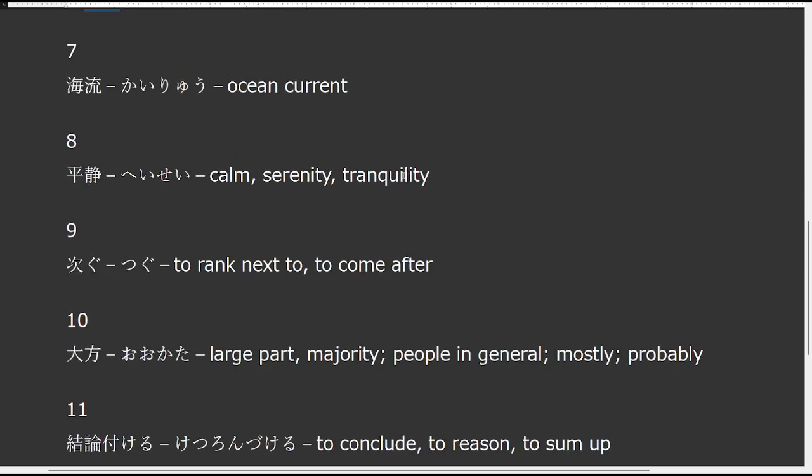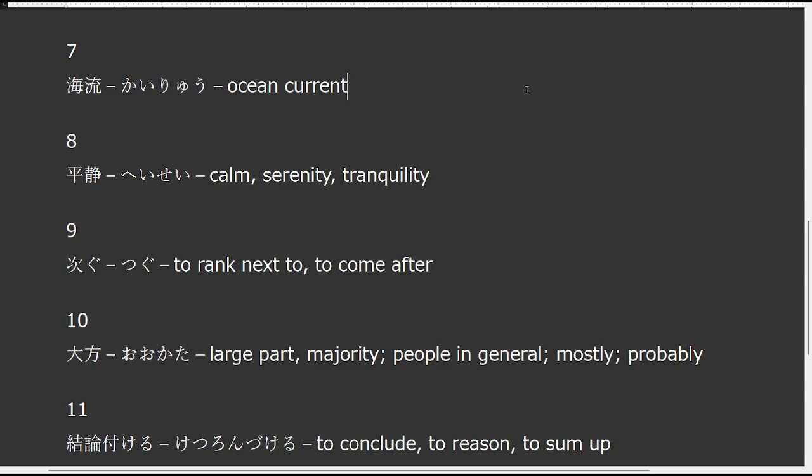Number seven is kairyu. Kai on the left side for an ocean and ryu on the right side for a flow or a current. So a kairyu is literally an ocean current or an ocean flow. Kairyu desu is an ocean current, and a current in the ocean is a kairyu.